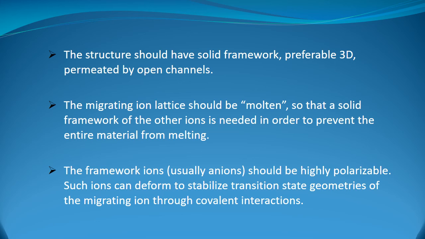And the last one is that usually the framework ions are anions, which are used because of their high polarizability. Such ions can deform to stabilize the transition state geometries, and this is used to deform the structure, that is, to stabilize the transition structure of the materials. These migrating ions can be achieved by covalent interactions.